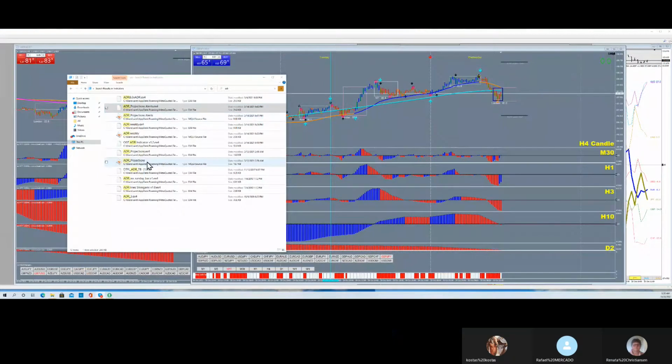Oh, this is the MQ4 file in case you need to make any changes.